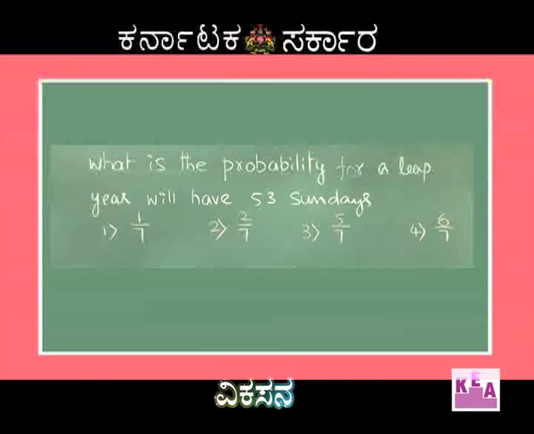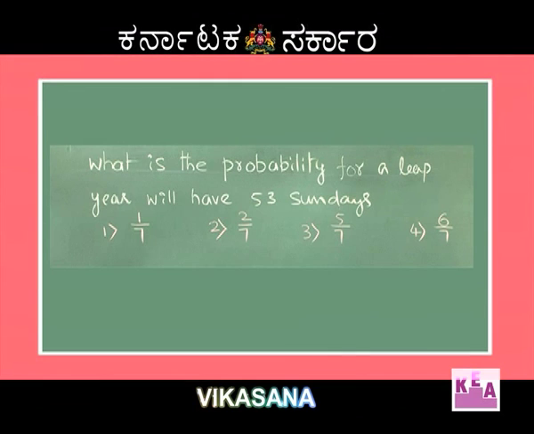Dear students, look at this first problem. What is the probability that a leap year will have 53 Sundays? Options are: first option 1 by 7, second option 2 by 7, third option 5 by 7, fourth option 6 by 7.